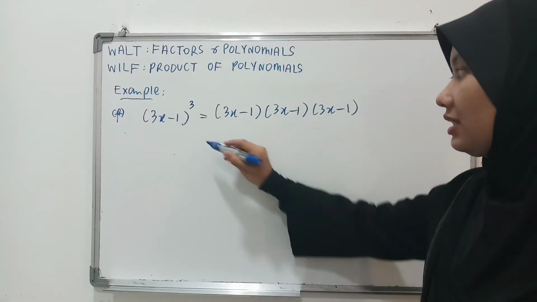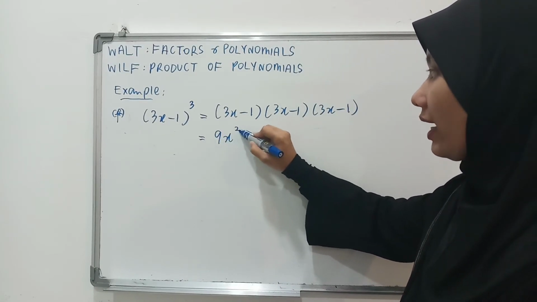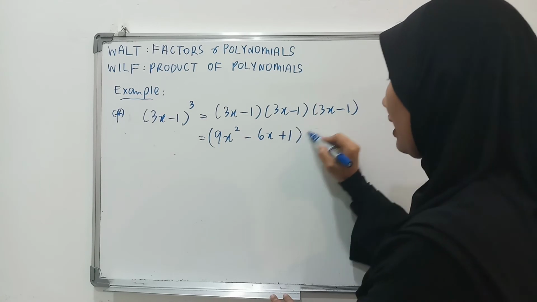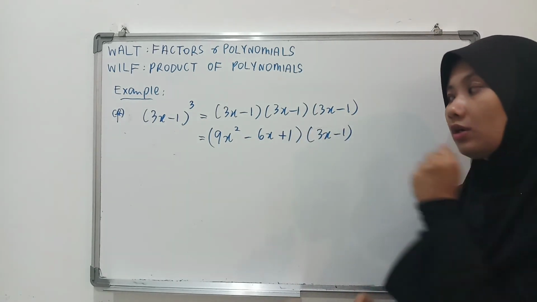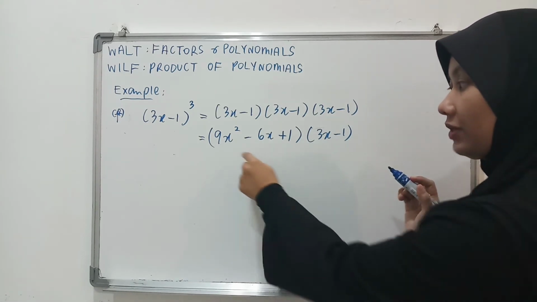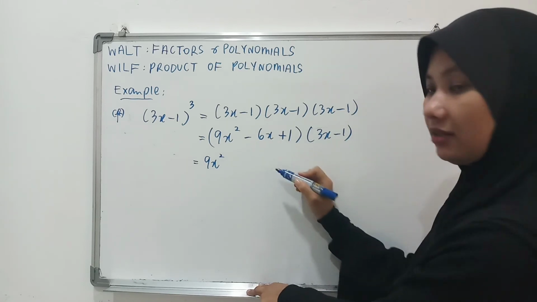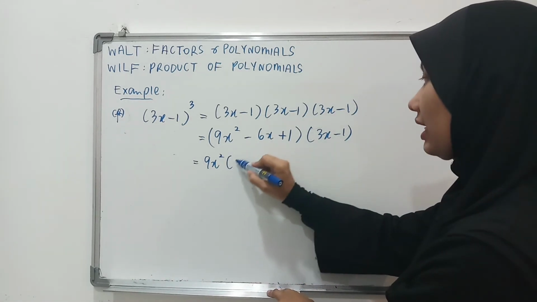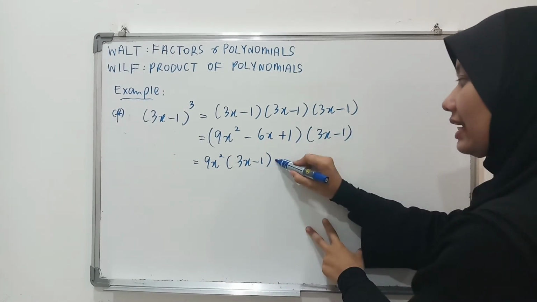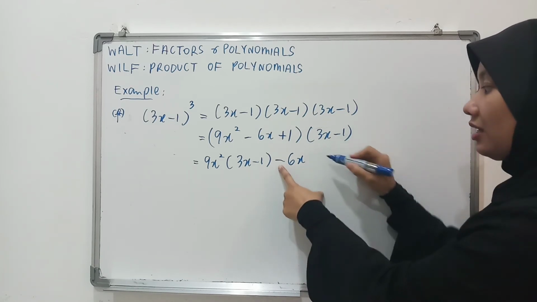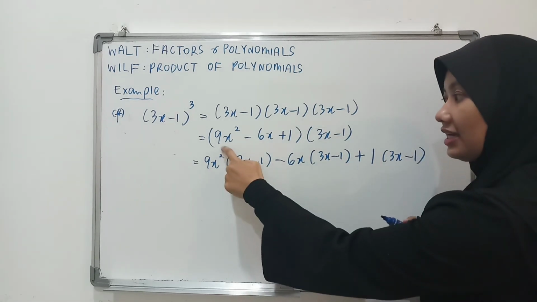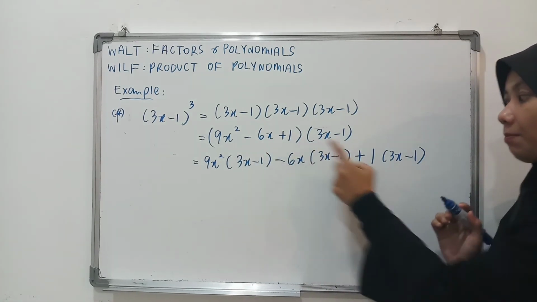We have learned this in the previous lesson. Very easy. You should get 9x squared minus 6x plus 1. Do it slowly, it's okay. And then we have 3x minus 1. Now how do we expand this? Do it the same way as the previous question. Put the first term first, which is 9x squared, and expand with the whole thing, 3x minus 1. Now the second term, which is negative 6x, taking the sign in front, times 3x minus 1. Then plus 1 times 3x minus 1.